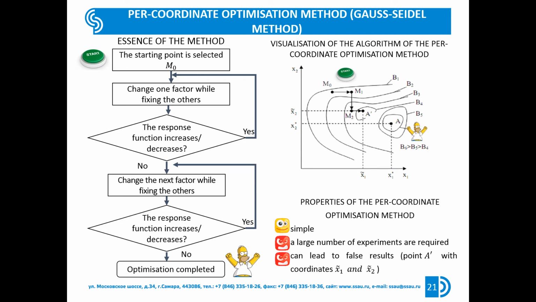The figure illustrates one such special case, where alternating changes of each of the factors in either direction along coordinate axes x1 and x2, the solution results in a false extreme located at point A1, with coordinates x1' and x2', while the actual value of the maximum of the response function ymax is at a point A with coordinates x1* and x2*. This method has received limited use. Therefore, consider more advanced methods.